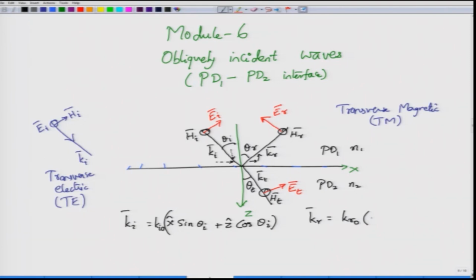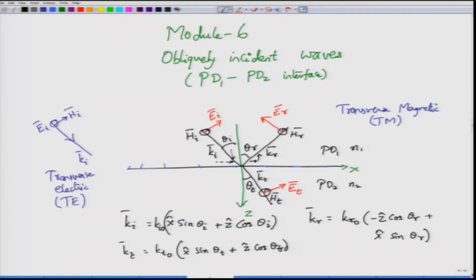So, Kr0 times minus z hat cos theta r, theta r being the reflection angle, plus x hat sin theta r. Okay. Kt of course follows very similar to Ki because they are essentially in the same direction. So, Kt will be Kt0 times x hat sin theta t plus z hat cos theta t. Okay. So, these are the expressions for the k vectors.